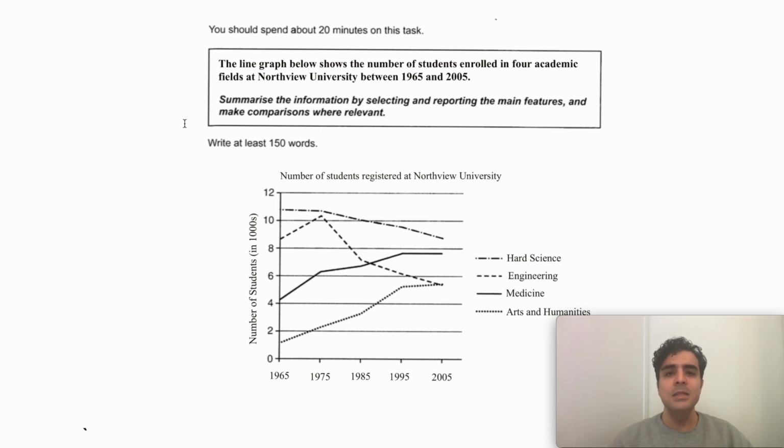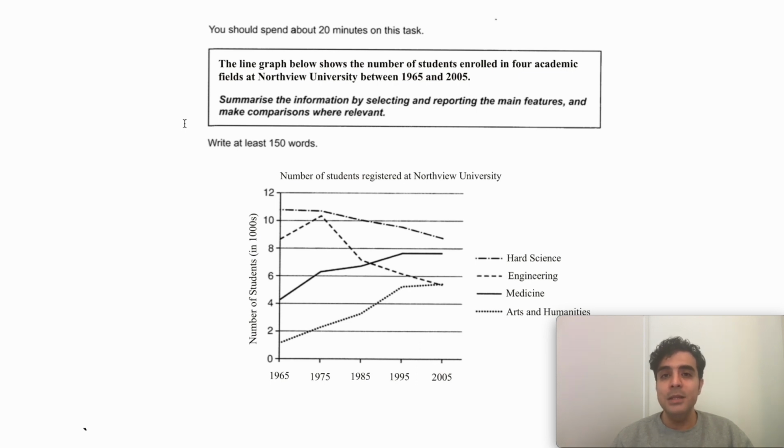And the sentence is, "Summarize the information by selecting and reporting the main features and make comparisons where relevant." Now, because this description is repetitive and we have the same sentence all the time, sometimes students don't take it very seriously. They don't read it. Now, if you've read it in advance and you know what it wants from you, then great. But if you're taking the test and you're just skipping through this part, you may be making a very big mistake. And I'll tell you why.